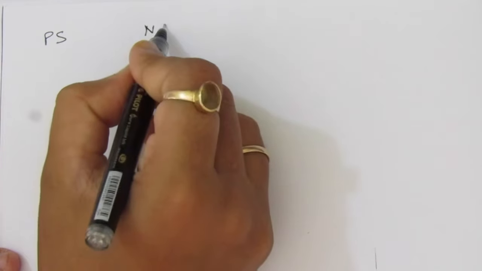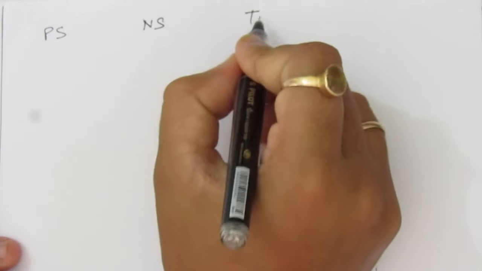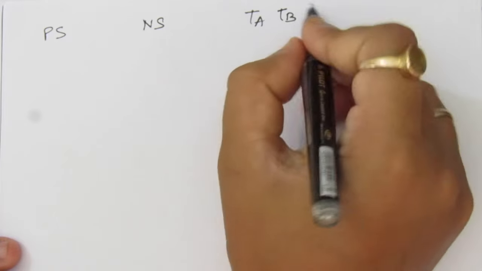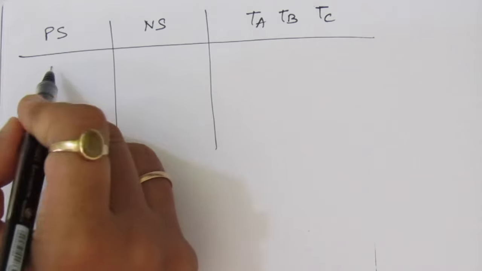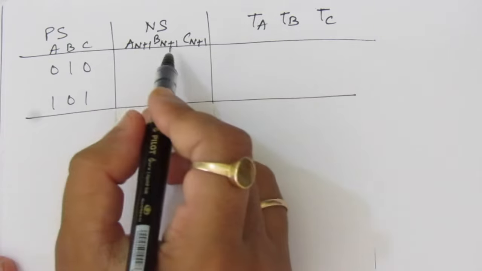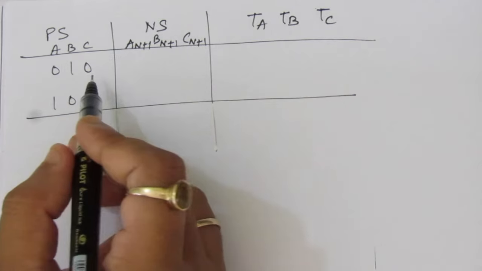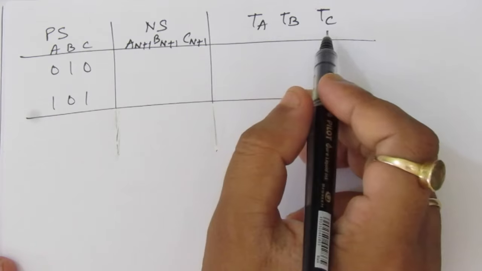So here we'll have present state, next state, and TA, TB, TC. Here we have 2 unused states. They are 0 1 0 and 1 0 1. So for the next state values, we first have to find out TA, TB and TC using the equations of TA, TB and TC.